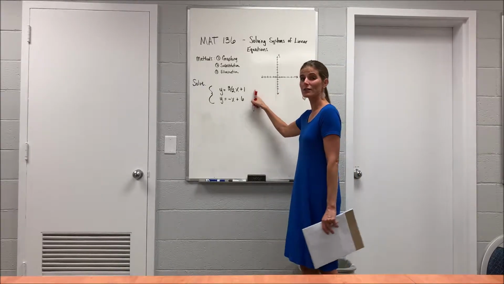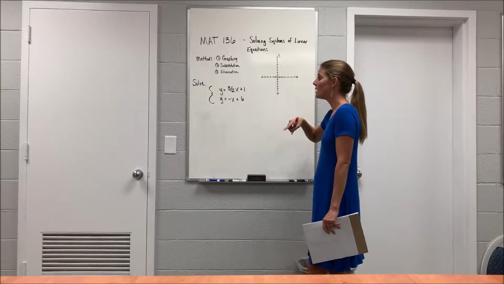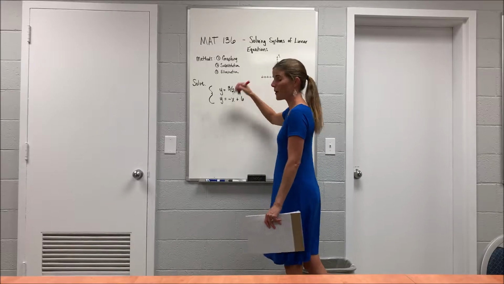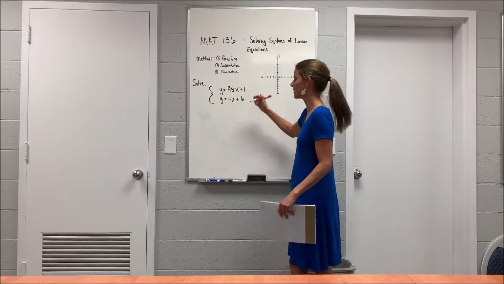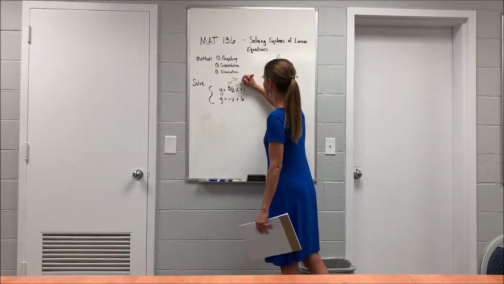I'm going to solve this one in two ways. The first of these two ways is graphing, and then substitution. For graphing, these are both in slope-intercept form, so they're easy to graph by just finding the slope and the y-intercept. So the slope here is 3/2 and the y-intercept is 1.